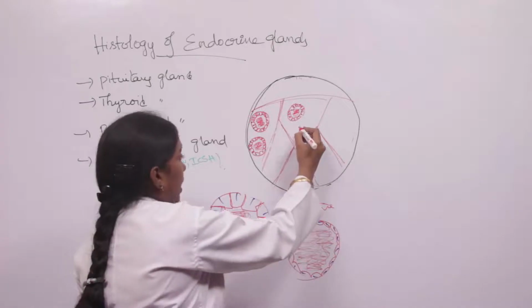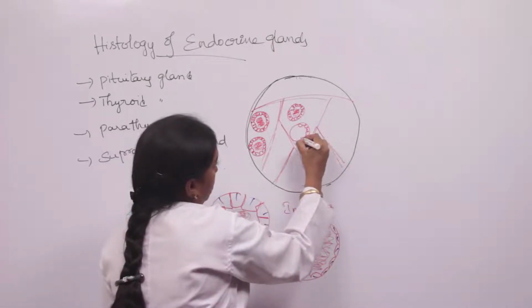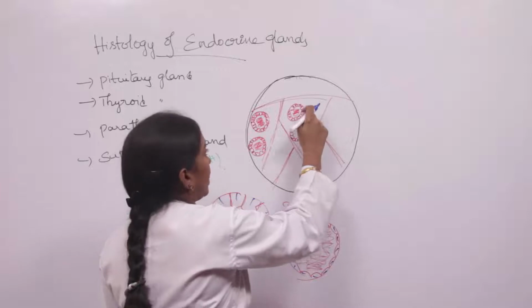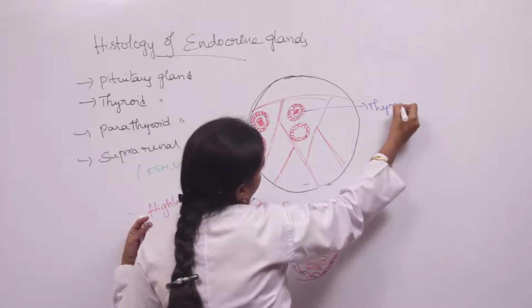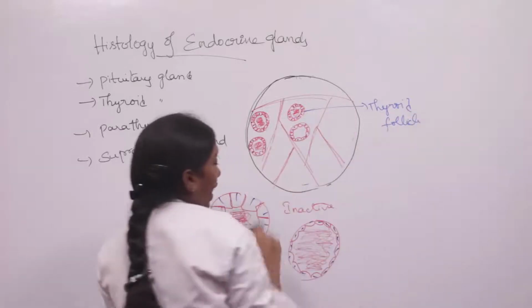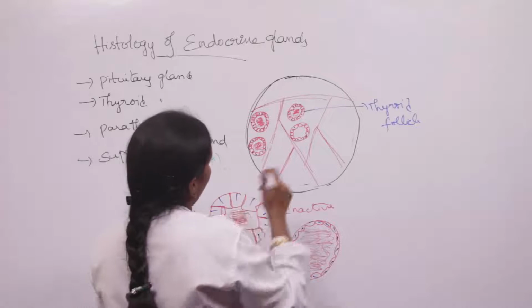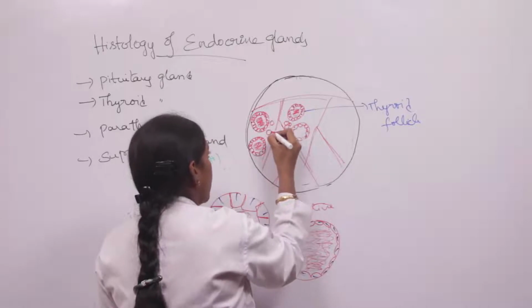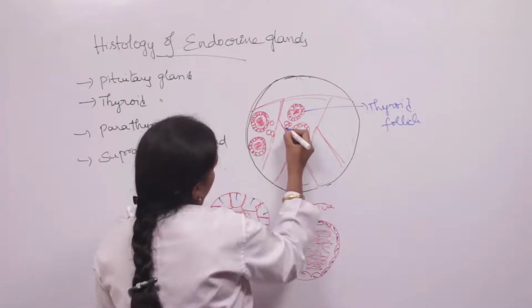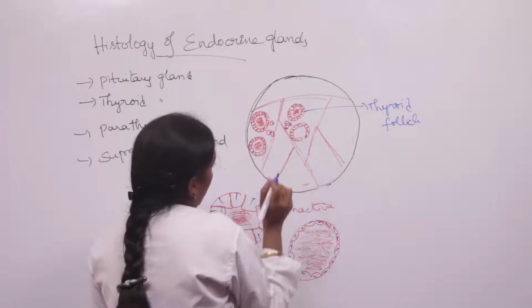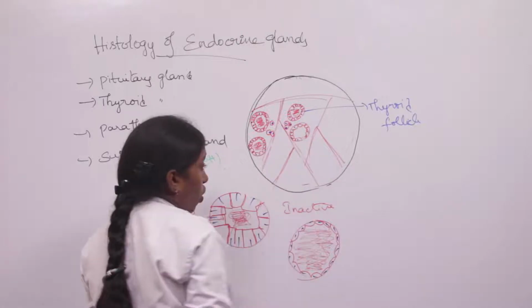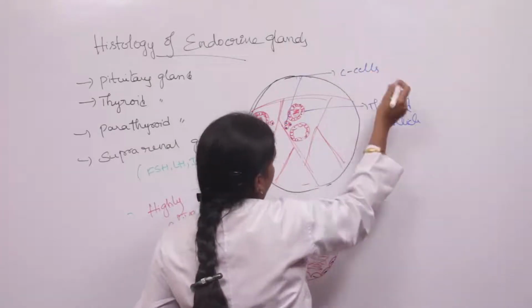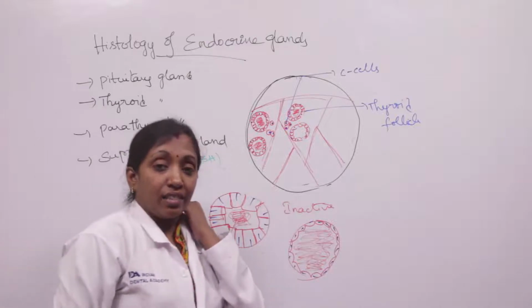So the thyroid gland consists of thyroid follicles. These follicles are lined by the follicular cells. This is the thyroid follicles. In between the thyroid follicles, polyhedral cells are present. These polyhedral cells we call C cells. These C cells secrete thyrocalcitonin.